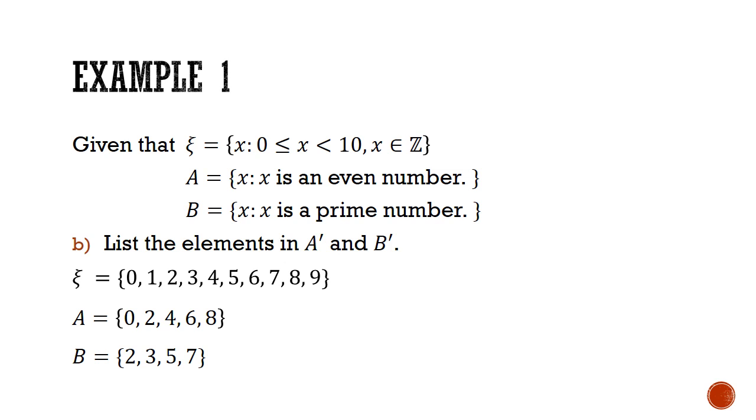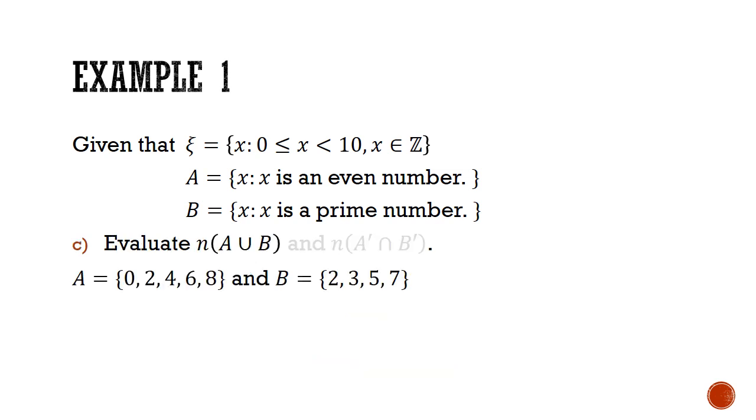From the answer in part A, we can now compare set A with the universal set to sieve out the complement set of A. So the elements not in set A are all the odd numbers, 1, 3, 5, 7, and 9. And we can do this for the complement set of B, and this will give us 0, 1, 4, 6, 8, and 9.